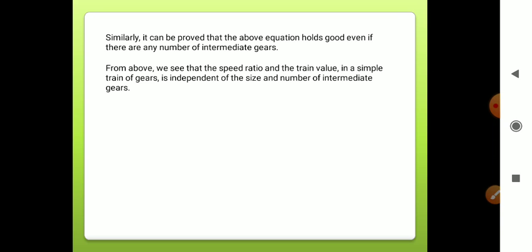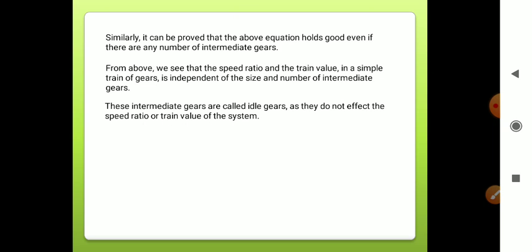From the above we can see that the speed ratio and train value in a simple train of gears are independent of the size and number of intermediate gears. That means the intermediate gears do not affect the speed ratio and train value of this simple gear train. These intermediate gears are called idler gears, as they do not affect the speed ratio and train value of the system.